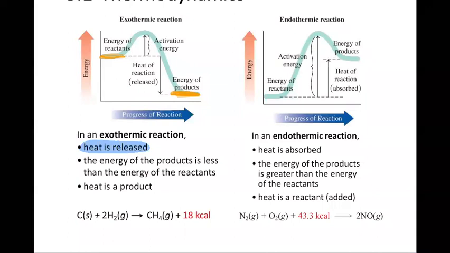So we can see units of kilocalories. This is a unit for heat, and we see it on the right side of the arrow, so that means it is a product. Let me do some labeling. This part of the reaction is where the reactants are. On the right side of the arrow, that's where the products are. So since in an exothermic process the heat is generated, that means that heat is a product.